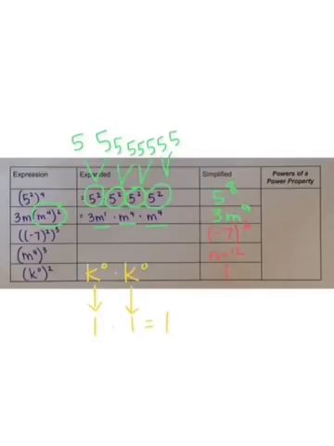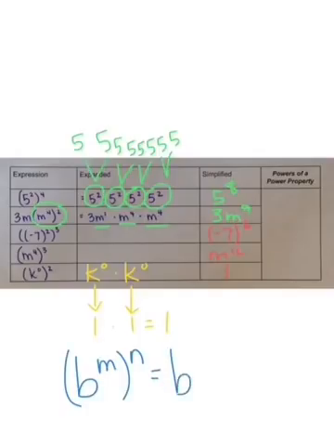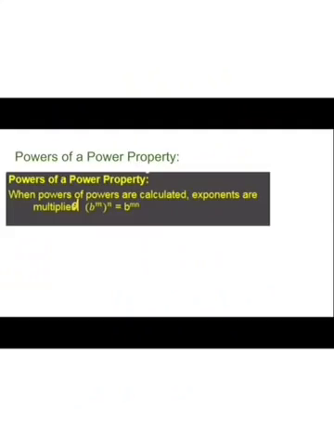1. So looking at this one, the powers of a power property, the rule that we're going to be using for this is this: (b to the m) to the n equals b to the m times n. So we're going to multiply those two powers together. So jot this rule in that last column there. When powers of a power are calculated, exponents are multiplied. See how I snuck that little d in there? And then there's the rule.